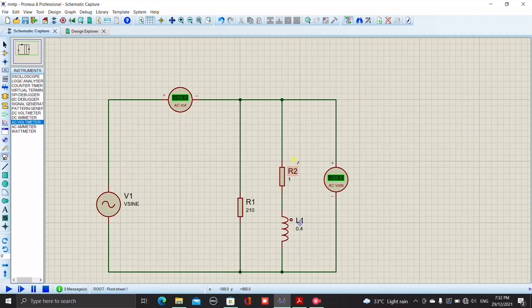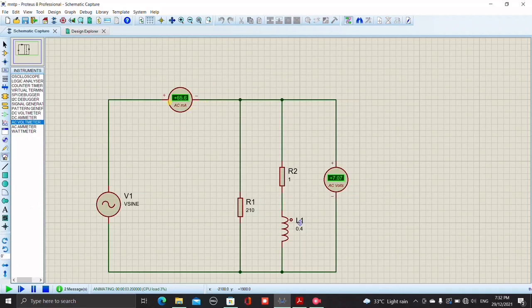I put this resistor in series with inductance to make a circuit breaker for inductance, because when I don't put this resistor, the simulation cannot be run. We test to run the simulation.